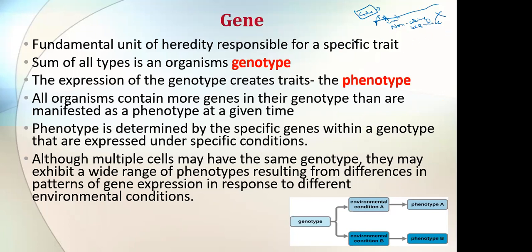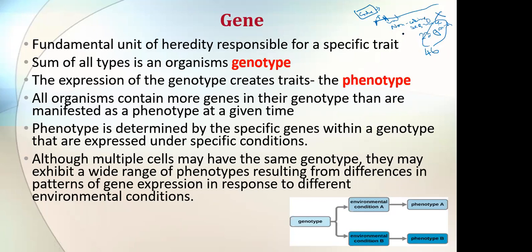Now inside the DNA we have multiple coding sequences, meaning multiple genes, and we have 23 pairs of chromosomes inside our body. So all these 46 chromosomes carry genes. You can understand that millions of genes are there inside all of our chromosomes.